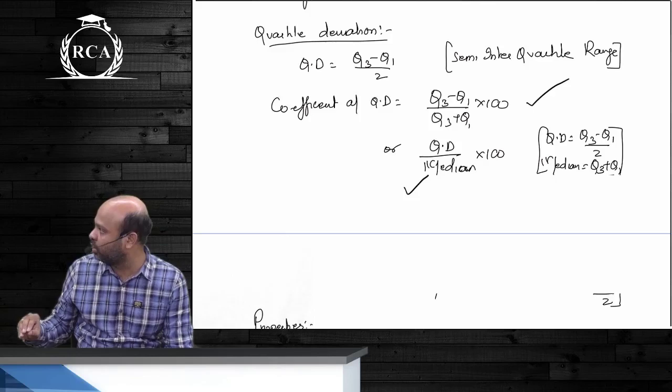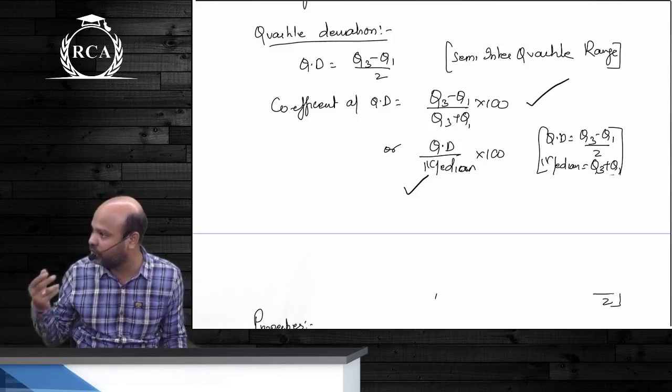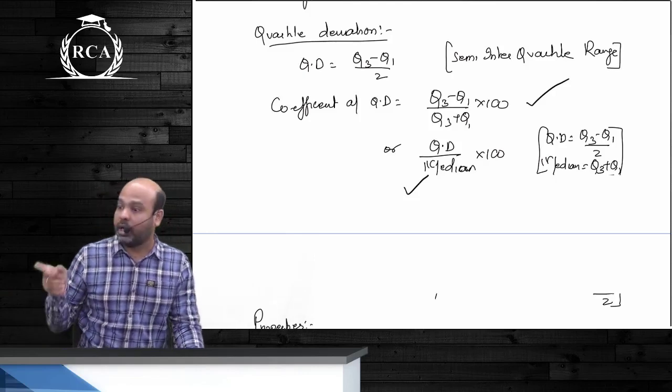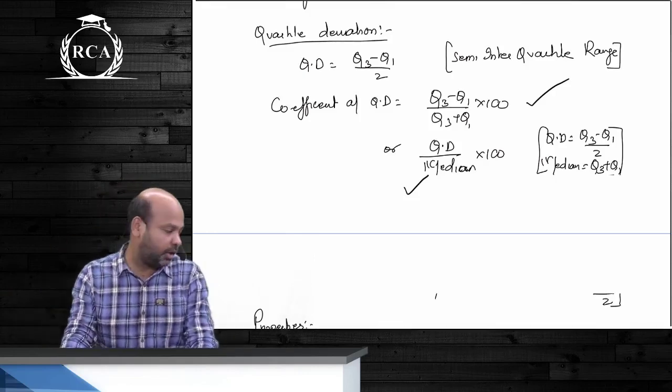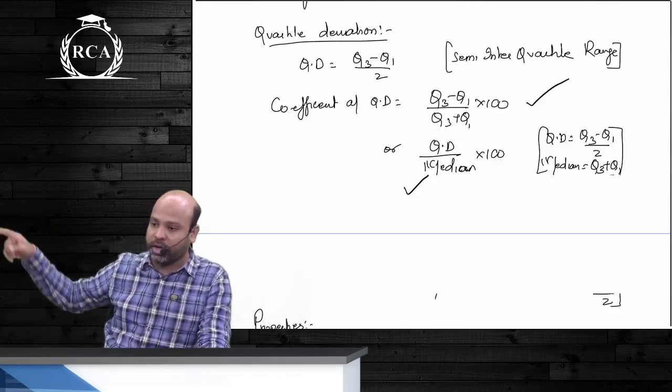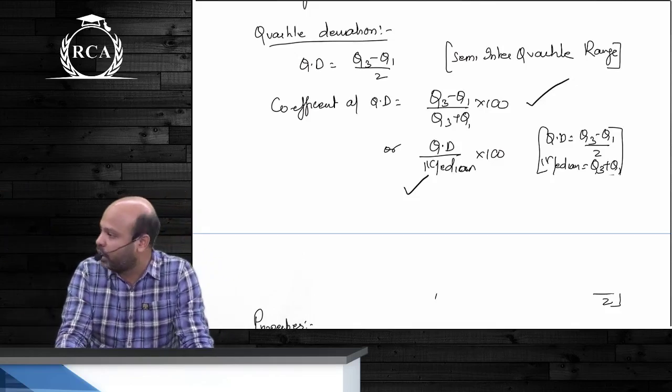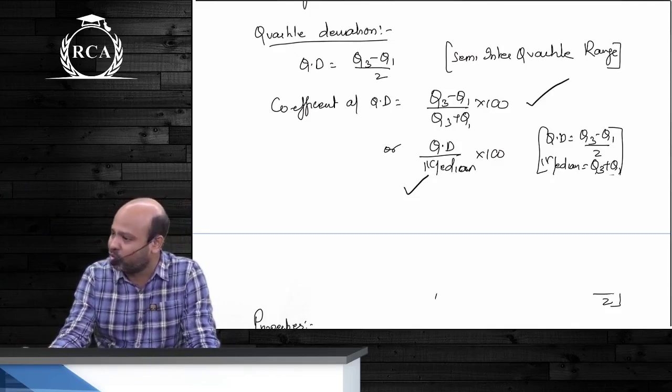To compute the coefficient of quartile deviation, you will have to divide quartile deviation by median into 100. The formula for arriving at practical values will be Q3 minus Q1 divided by Q3 plus Q1 into 100. Alright guys, whether grouped or ungrouped, it makes no difference.